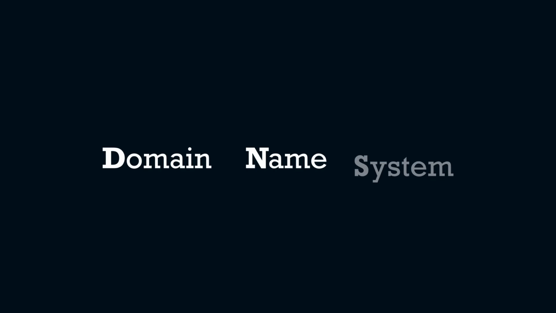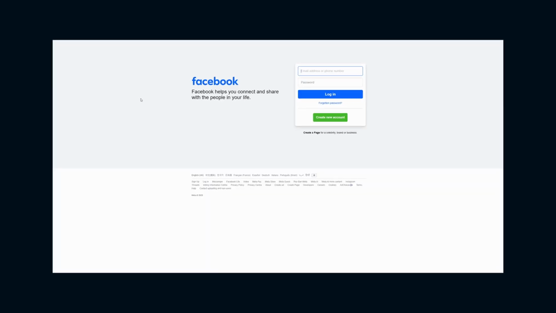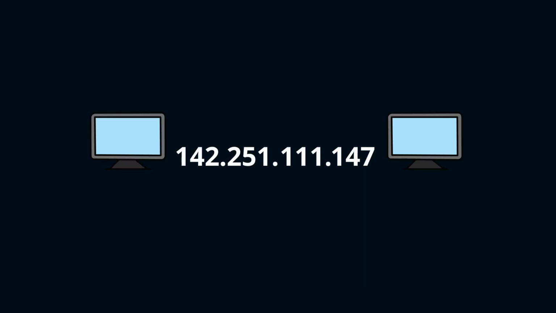The domain name system, or DNS, is commonly referred to as the phone book of the internet. Why? Well, since computers communicate via IP addresses, it would be extremely difficult for us to remember a bunch of numbers whenever we want to visit a site like Google or Facebook. In comes DNS, which maps these easy to remember names to IP addresses.